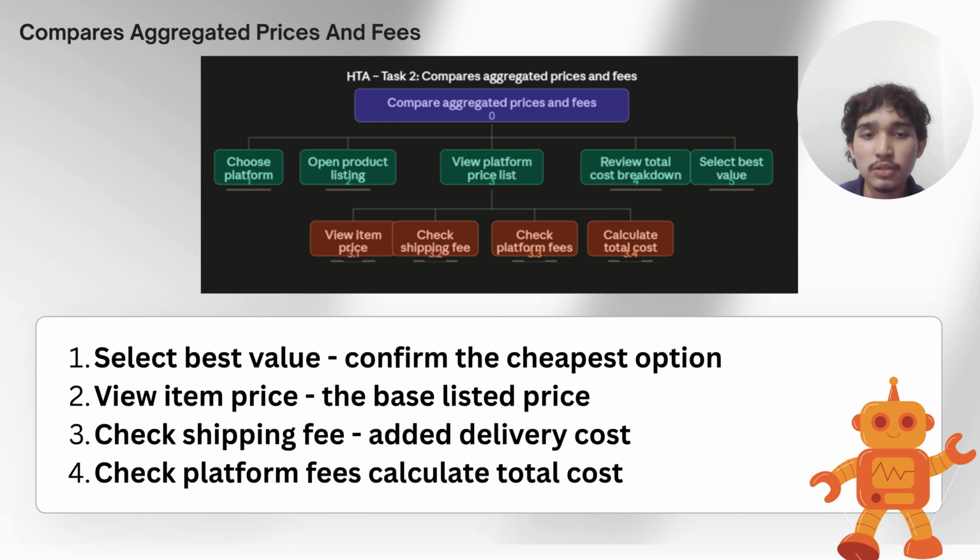Before the app calculates the total cost, this decomposition highlights StudPick's key value proposition: aggregating hidden fees that the student would normally have to check manually across each platform. The task ends with reviewing the total cost breakdown and selecting the best value option.